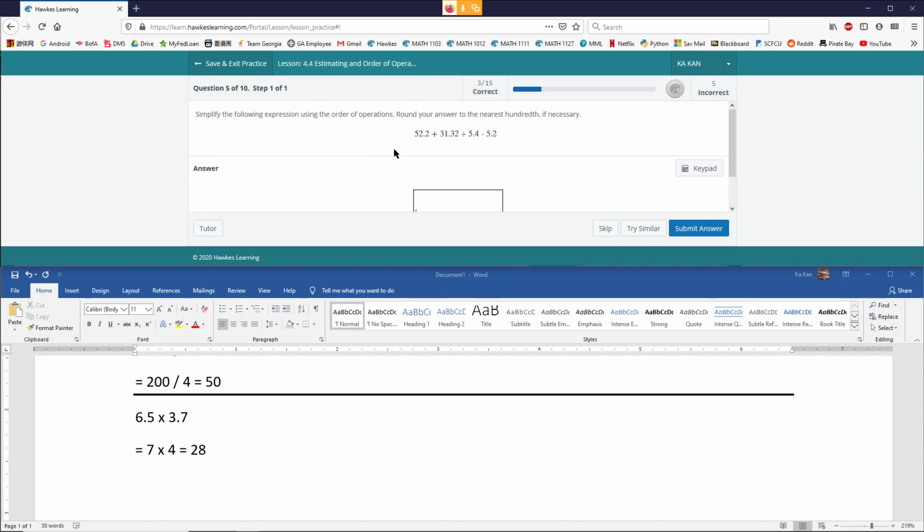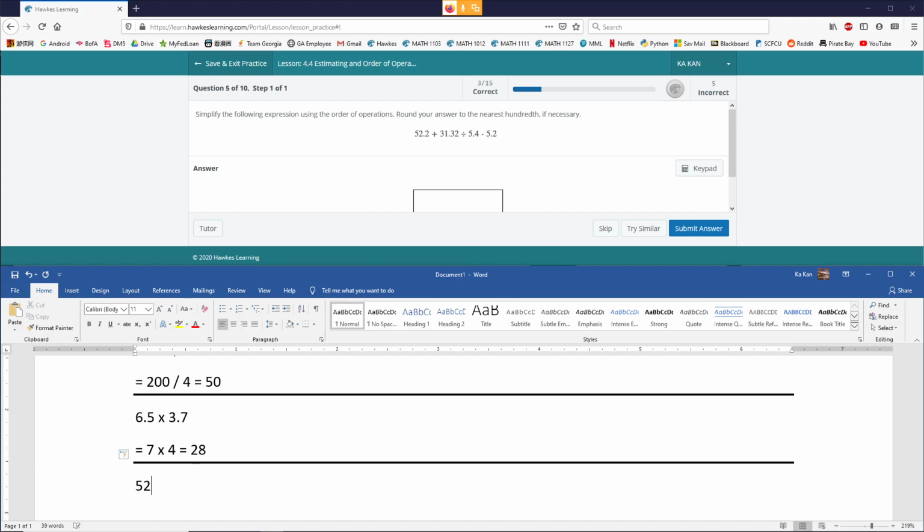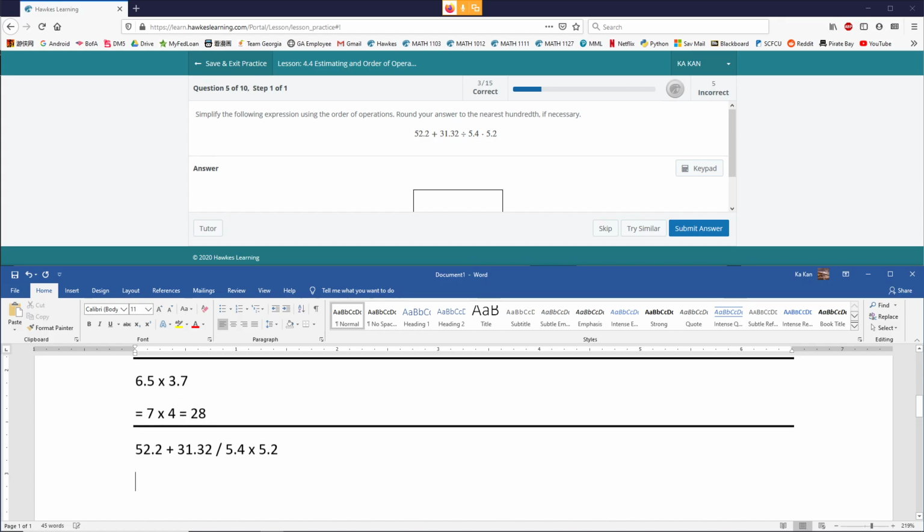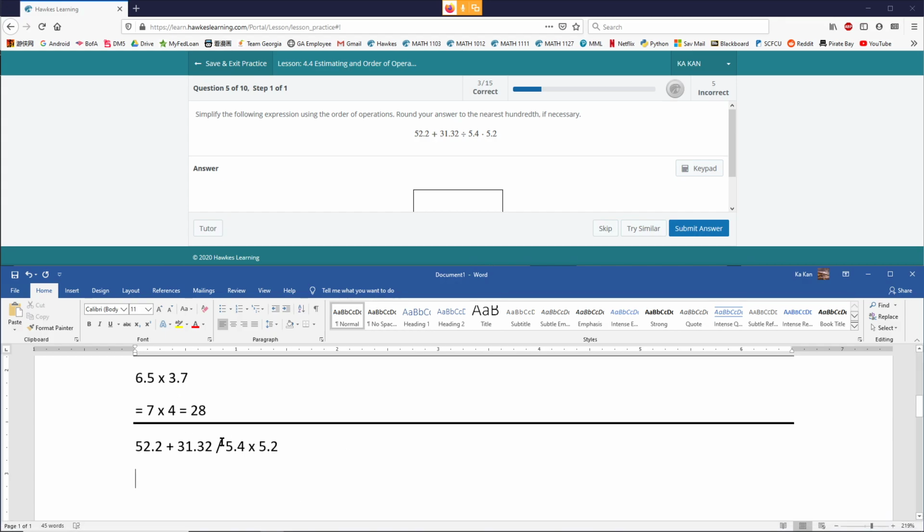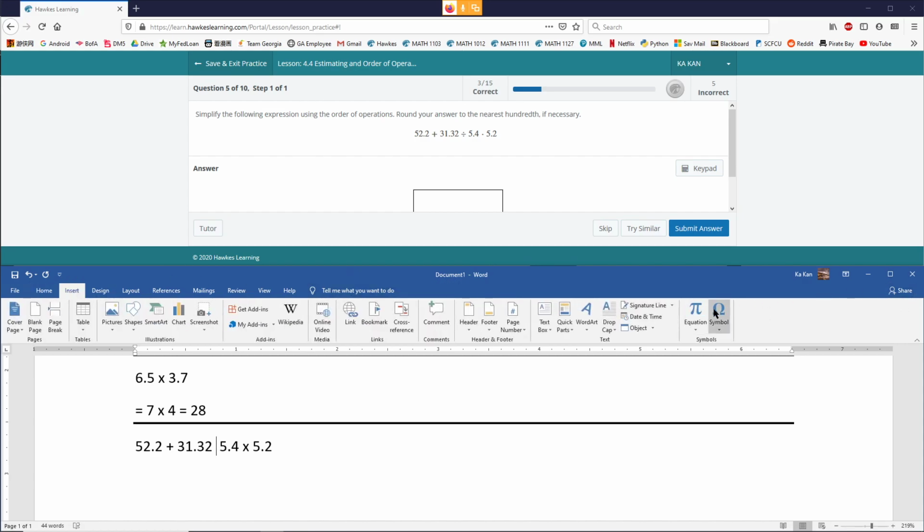As far as order of operations goes, you just gotta make sure you do it legitimately, right? 52.2 plus 31.32 divided by 5.4 times 5.2. Let me try to find the keys to write the division exactly right, so that it doesn't look like it's two different things. There you go.